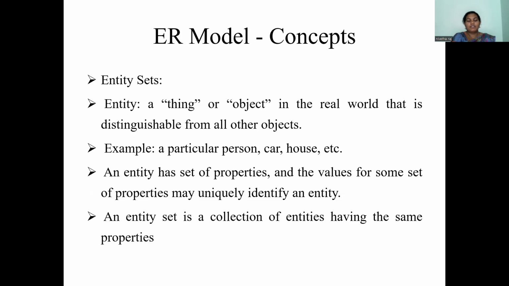Entity set: an entity has a set of properties, and the values for some set of properties may uniquely identify an entity. For example, a car has an engine number, a company name, a color, and whether it is a 5-seater or 7-seater. These are all the attributes, that set of properties. An entity set is a collection of entities having the same properties.